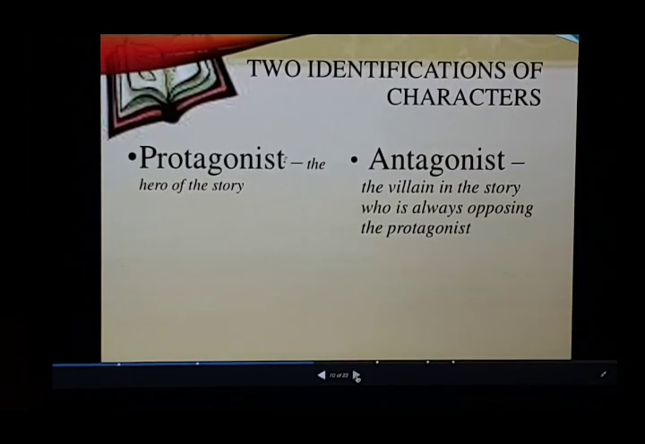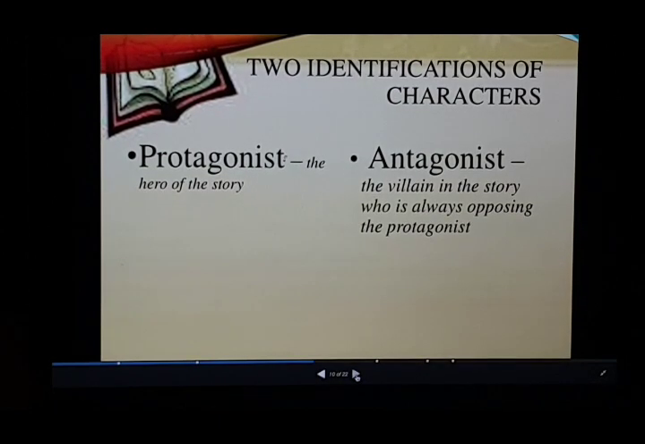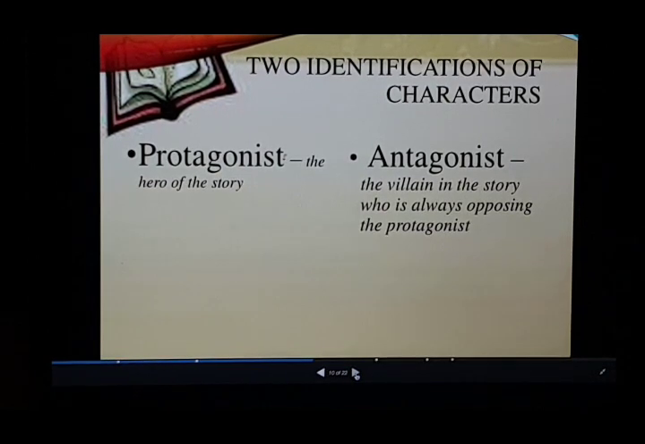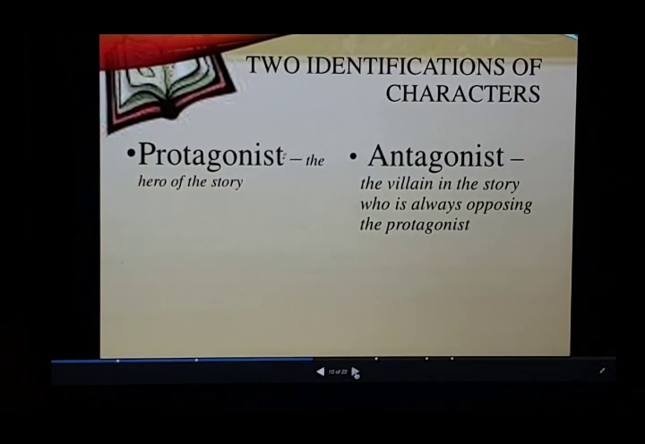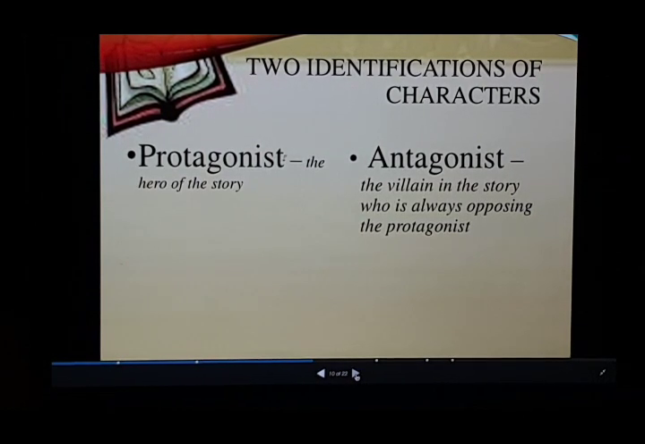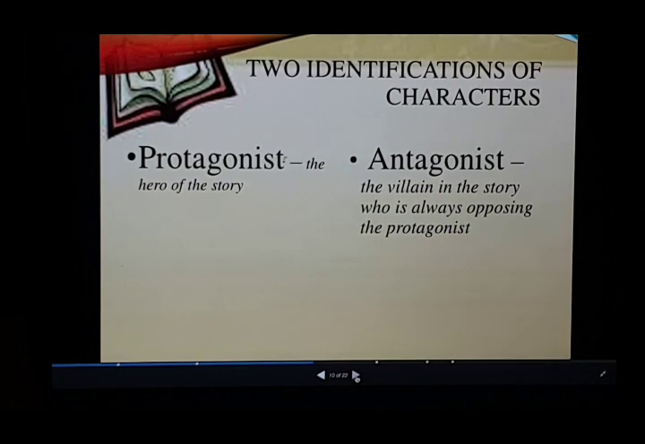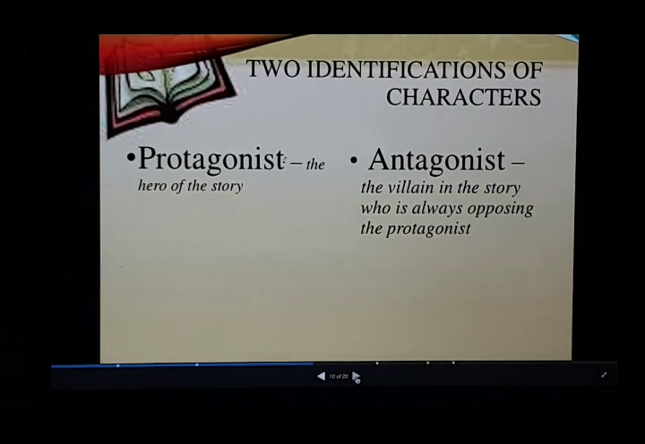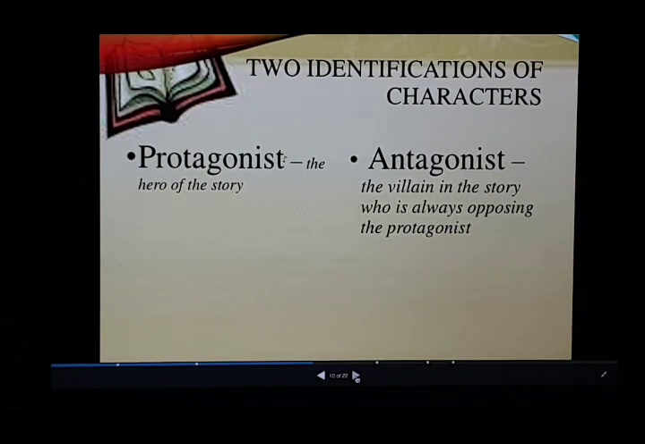Now, next is the two identifications of characters. If you have seen movies, what do they contain? They contain a hero. There is a hero and there is a villain, and there is conflict between them. The hero is the protagonist and the villain is the antagonist.